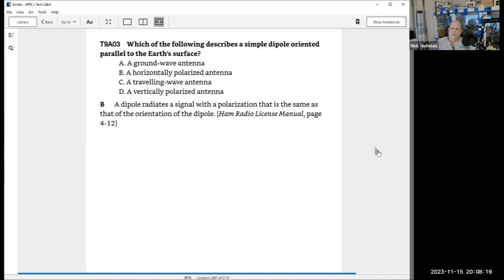Which of the following describes a simple dipole oriented parallel to the Earth's surface? B, a horizontally polarized antenna. I apologize.